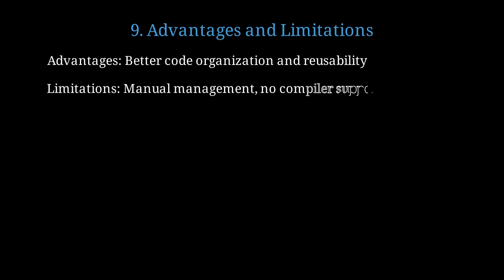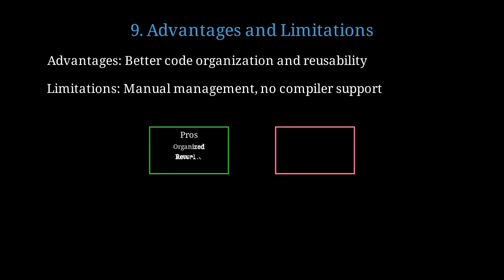Let's consider the advantages and limitations of OOP in C. OOP patterns in C provide better code organization, modularity, and reusability. However, everything must be managed manually without compiler support or syntax sugar. While OOP in C offers benefits, it requires careful manual implementation and is more error-prone than native OOP languages.